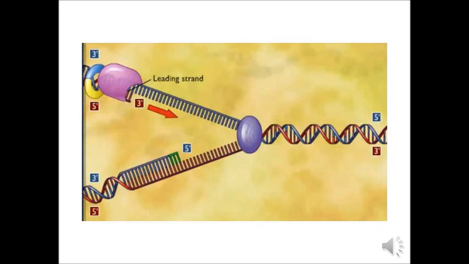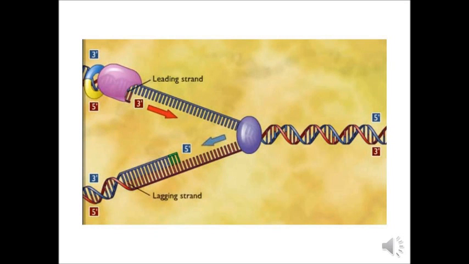And that's what we see here. So again, leading strand toward the replication fork, lagging strand away from the replication fork. And then DNA polymerase is extending everything. DNA polymerase 1 comes in to exchange the RNA for DNA. And the ligase basically connects everything.